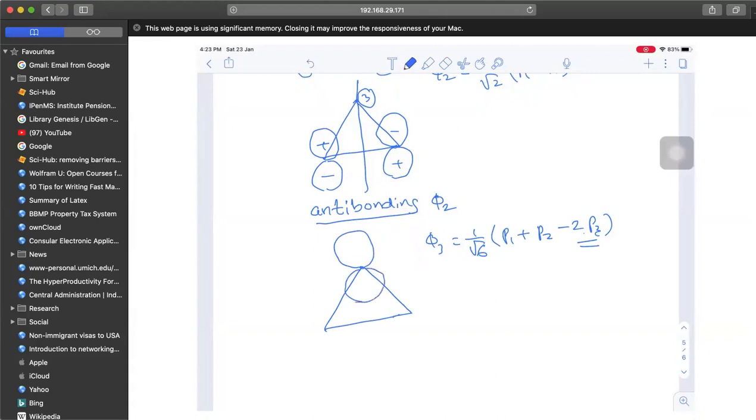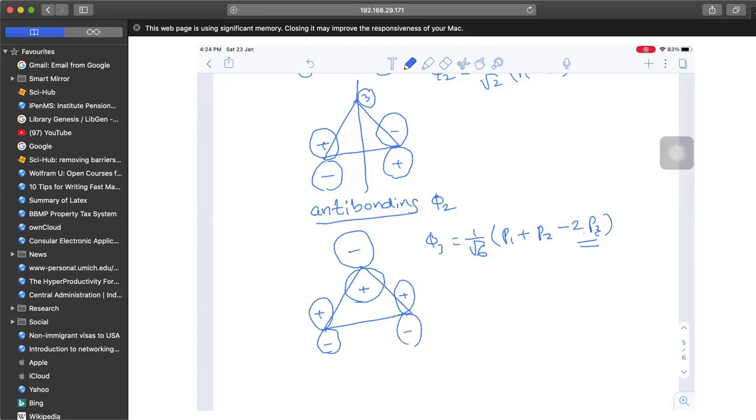This has a big contribution from P3, and it is minus plus. Originally the orbital was positive here, but because of the multiplication by minus 2, this becomes a huge negative lobe, and this becomes a positive lobe. Then P1 and P2 occur with the same sign, but it is smaller. So that is how the molecular orbital is.